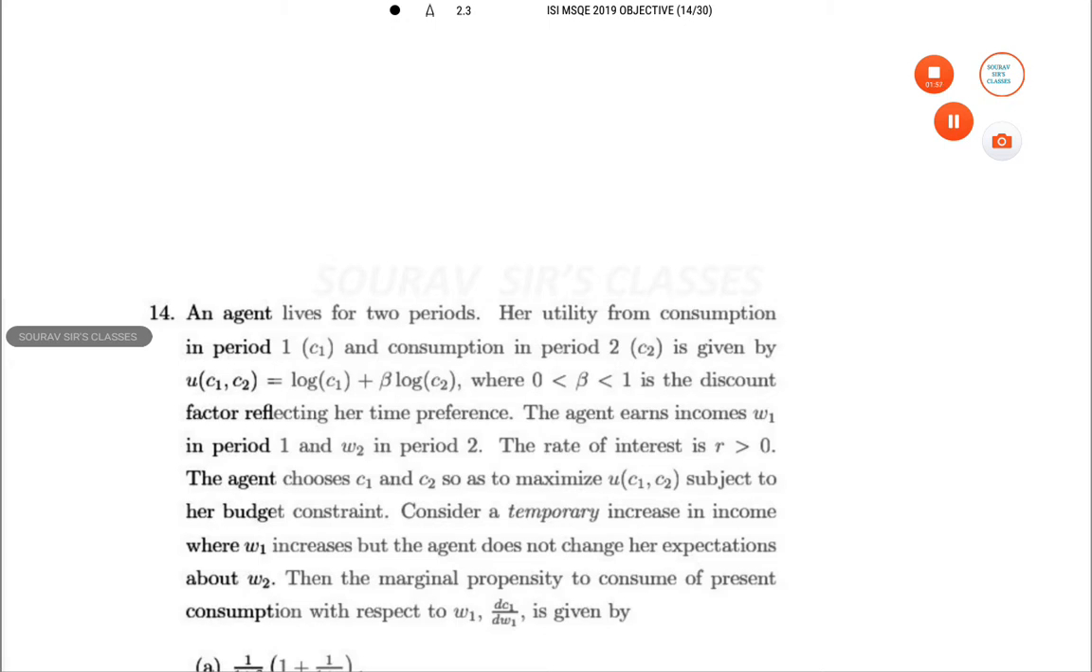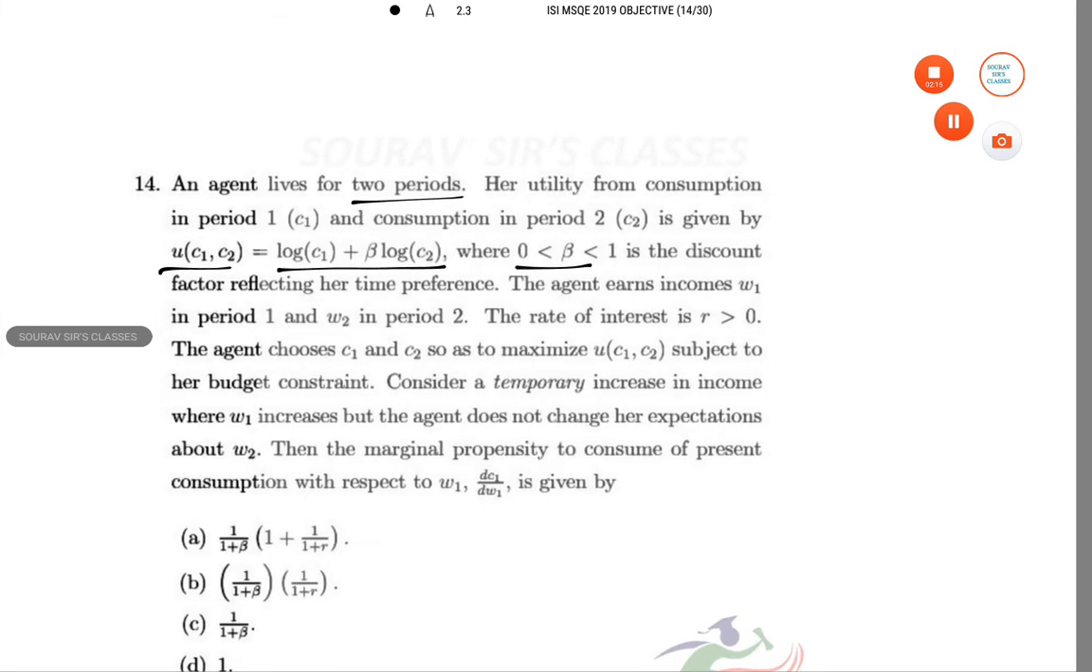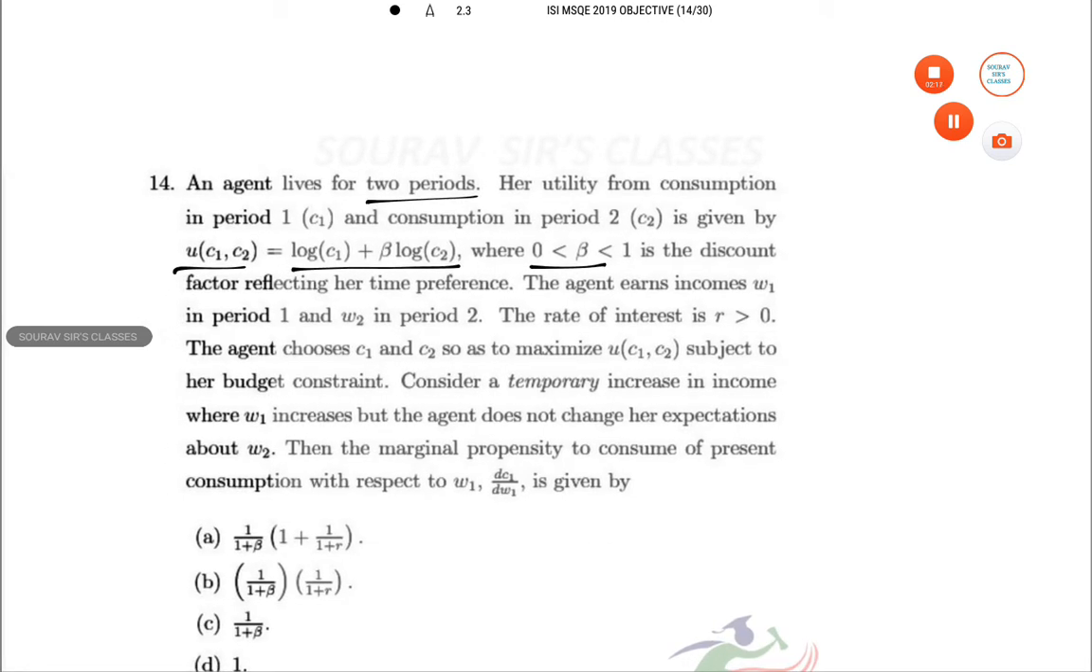Next, an agent lives for 2 periods, C1 and C2. Utility from consumption in period 1 and period 2 is given by U = log C1 + beta log C2. Here 0 < beta < 1, the discount factor reflecting the time preference. The agent earns income W1 in period 1 and W2 in period 2, and the rate of interest R is greater than 0. The agent chooses C1 and C2 to maximize utility subject to a budget constraint.